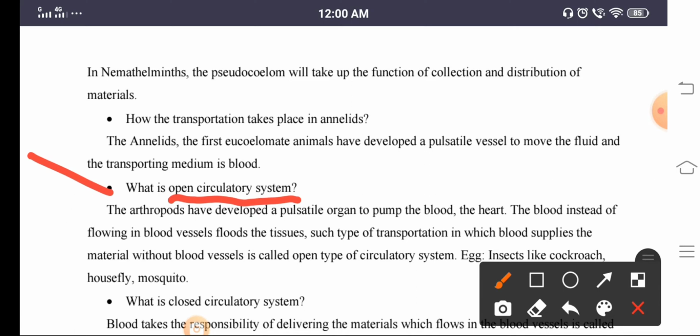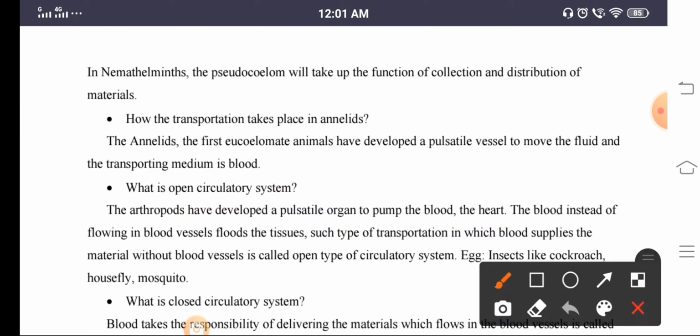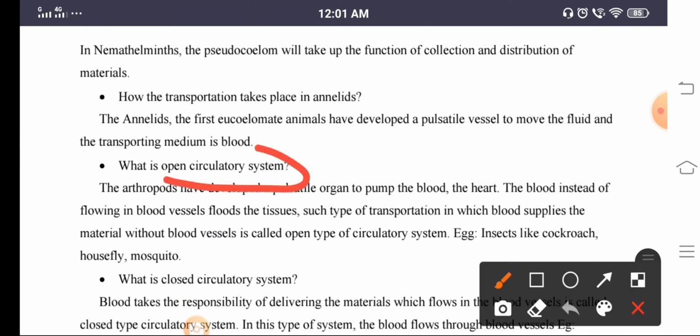Some organisms like arthropods, like cockroach, take insects. There is a pulsatile organ, the heart, to pump the blood. The blood, instead of flowing in blood vessels, flows through body cavities. Keep that in mind: in arthropods, blood flows in the cavities, not in blood vessels. Because blood is flowing in open spaces in the body of insects and cockroaches, this type of circulatory system is called an open circulatory system.